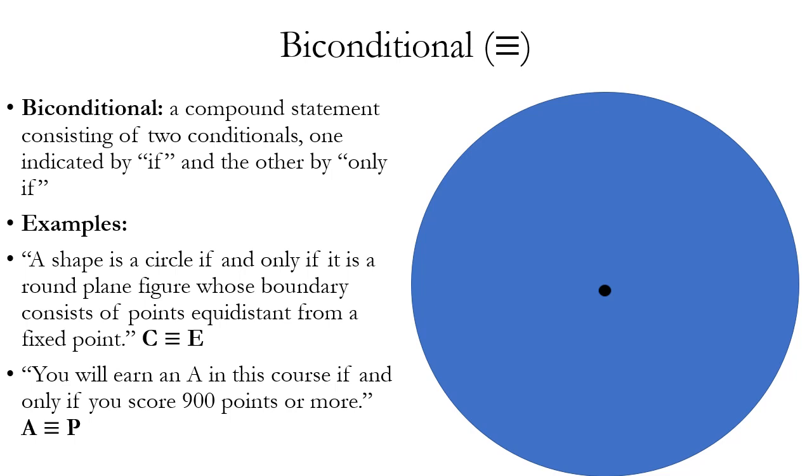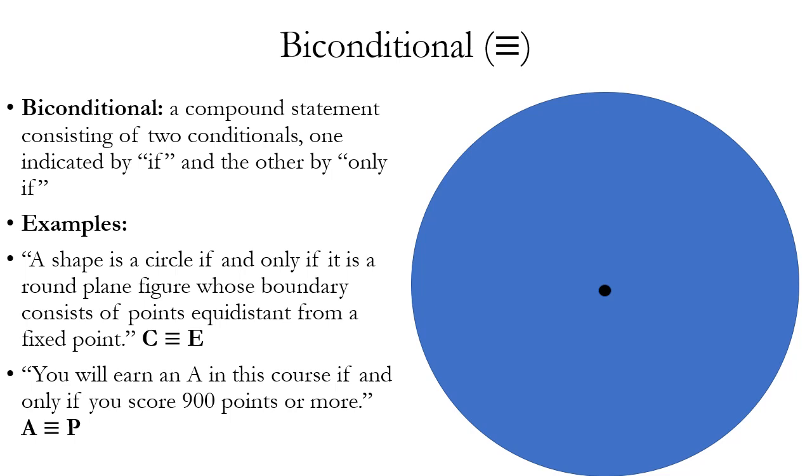So here are some examples of that biconditional relation. It's typically indicated by the phrase if and only if. A shape is a circle if and only if it is a round plane figure whose boundary consists of points equidistant from a fixed point. This is an example of a definition, and definitions are generally expressed logically by a biconditional because you're having a term and then you're having the definition of that term, and if the term being a circle applies to something, then that complete definition should apply to it as well, and vice versa.